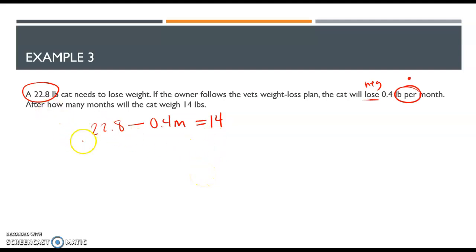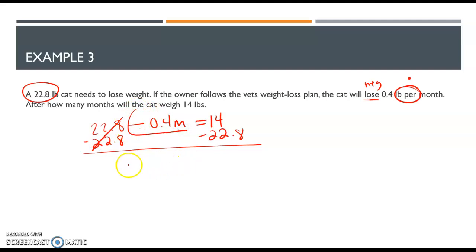So here's our setup. I am going to start by subtracting 22.8 from both sides. Do not drop this negative here. That negative stays with the 0.4. So negative 0.4 M will equal, now 14 minus 22.8 is negative 8.8. I know it's going to be negative because the 22 is bigger than the 14. And then from there we just subtract.